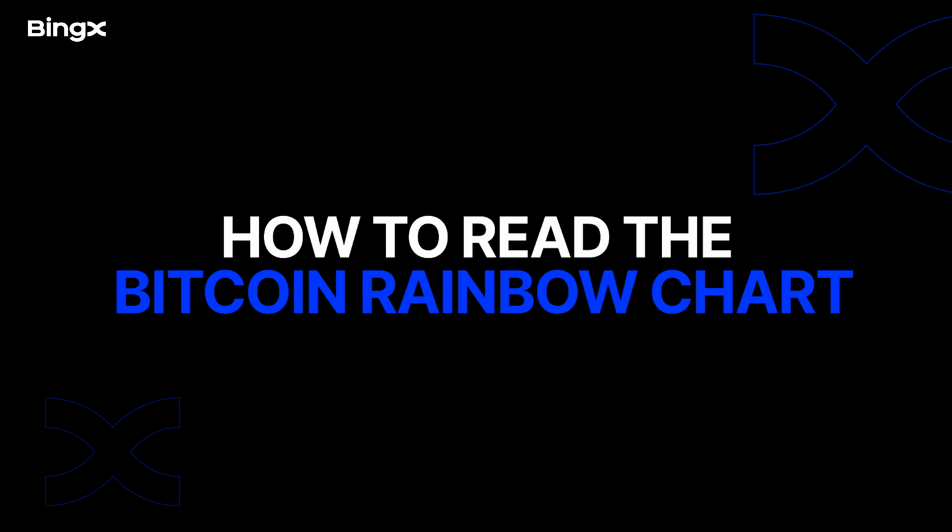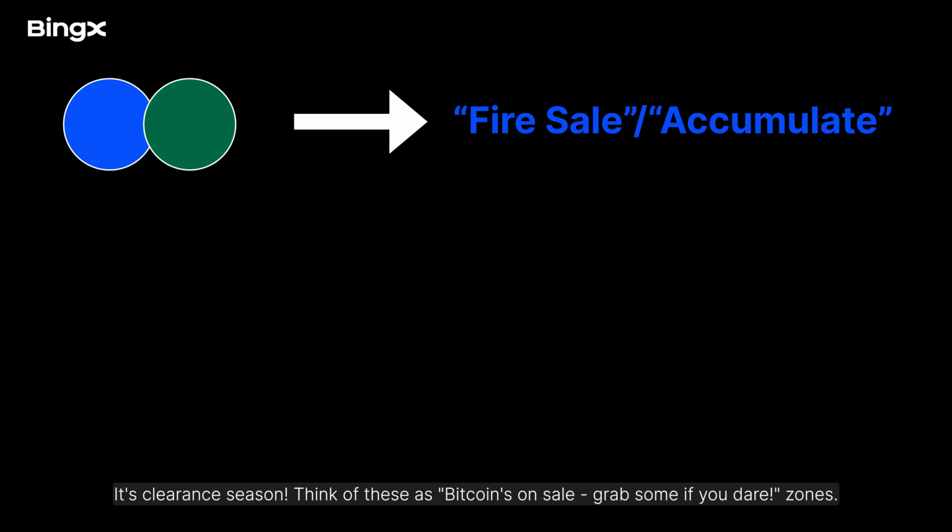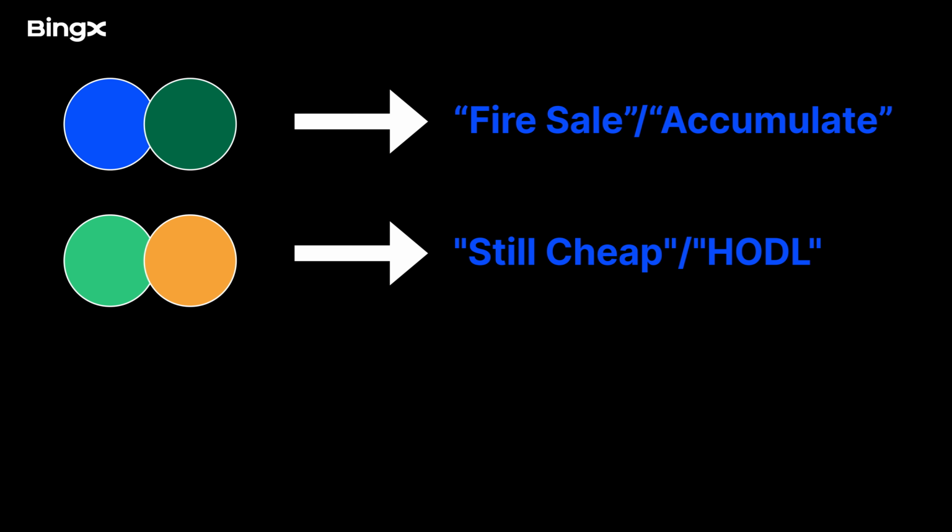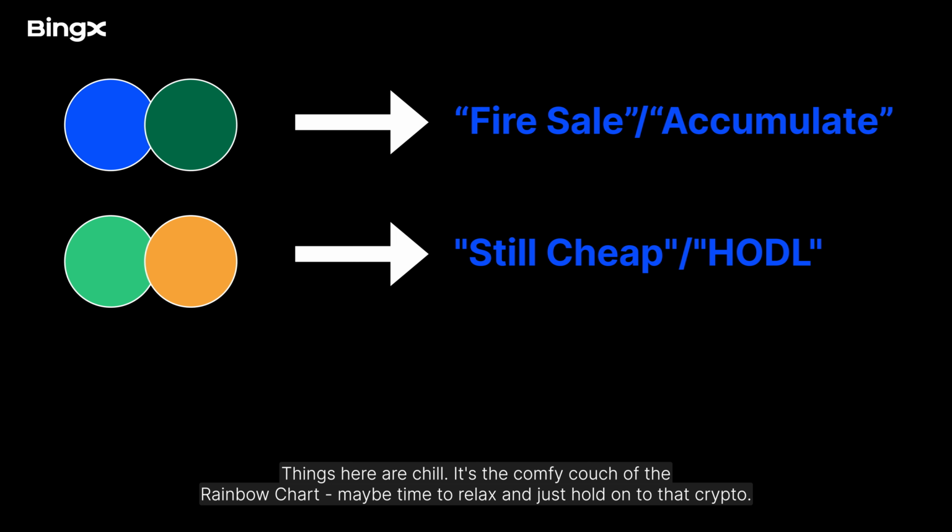How to read the Bitcoin rainbow chart. Blue and dark green, or fire sale / accumulate. It's clearance season. Think of these as Bitcoin's on sale, grab some if you dare zones. Green to light orange, or still cheap / hodl. Things here are chill. It's the comfy couch of the rainbow chart. Maybe time to relax and just hold on to that crypto.